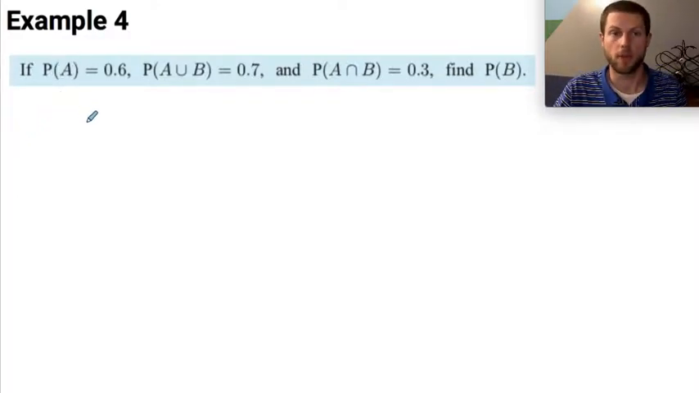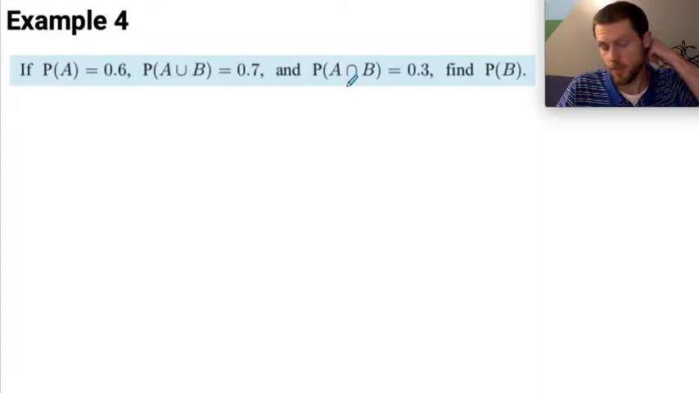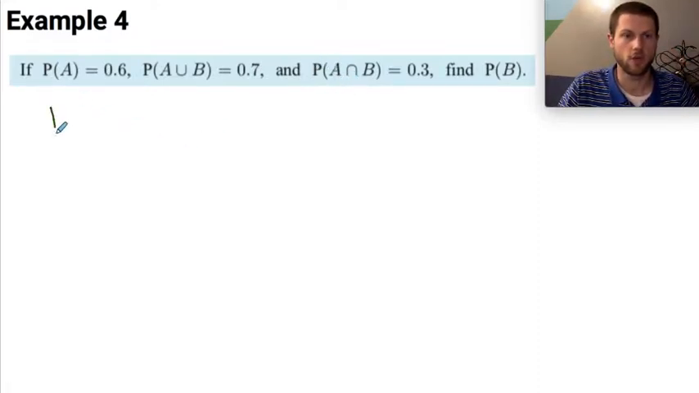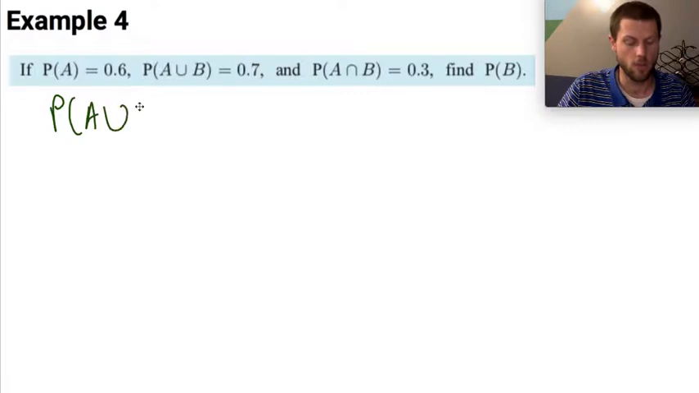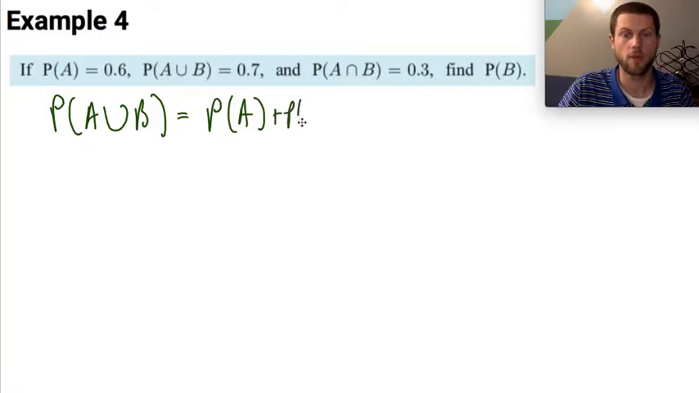We're going to use one of these probability laws. If the probability of A is equal to 0.6, and the probability of A or B, the union of A and B, is equal to 0.7, and the probability of A and B, the intersection of A and B, is equal to 0.3, find the probability of B. So the first thing I should do is recall that addition formula from before. The probability of A or B is going to equal the probability of A plus the probability of B minus the probability of A intersected with B.